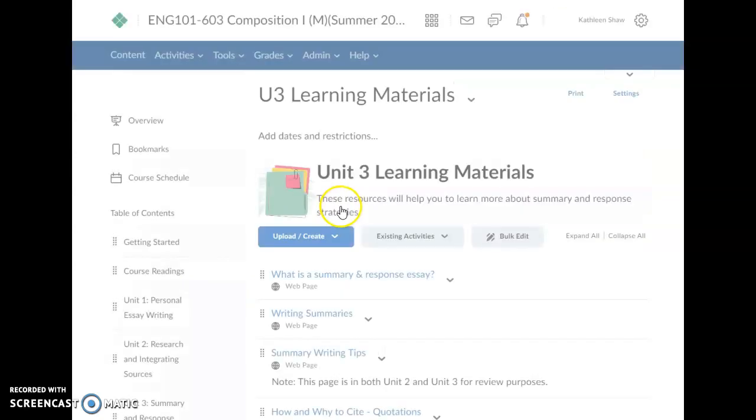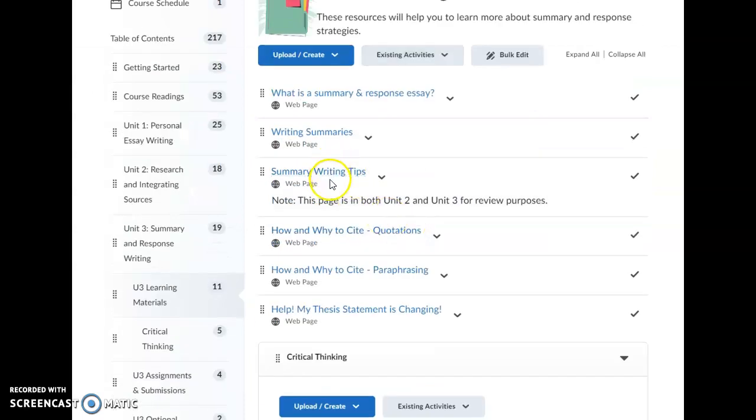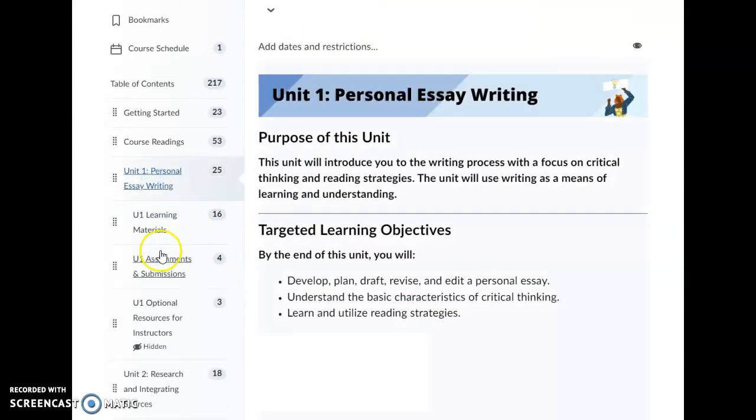And there, if you look at it, you will also find summary writing tips if you would like that, as well as citing quotations and paraphrasing. So you're totally allowed to backtrack and check out these sources. I think that there might be another one on thesis writing in Unit 1. We can go check it out.